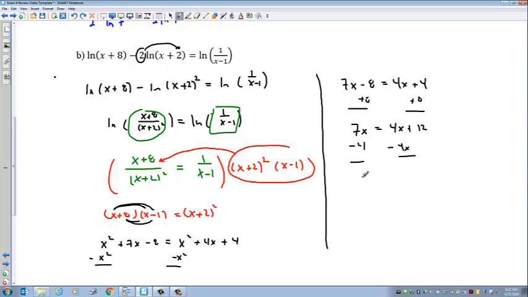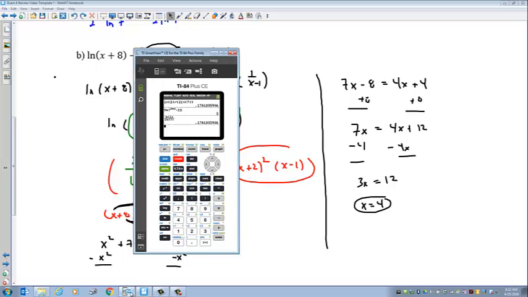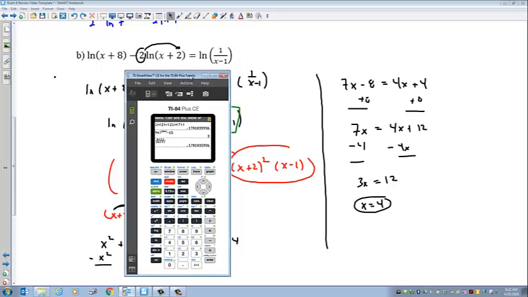And so we get 3x on the left and 12 on the right. Divide both sides by 3, and x will be equal to 4. Now let's check our answer just to make sure, because it's easy to make mistakes here. So to check our answer, all we need to do is plug 4 back into our original equation.